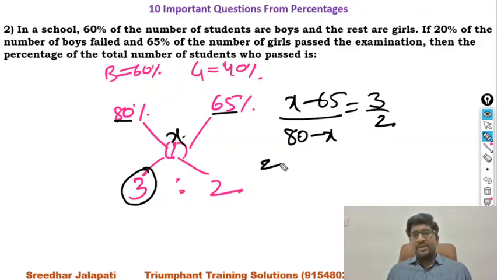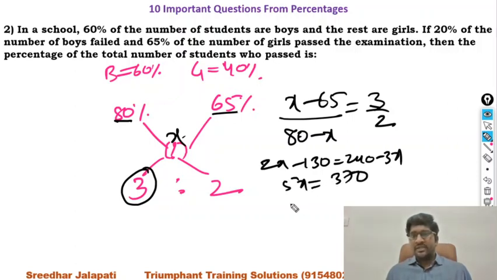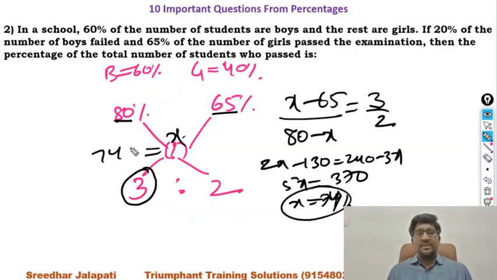Now cross multiplication, 2x minus 130 is equal to 240 minus 3x. So 5x is equal to 370, then x is equal to 74. So therefore the total pass percentage is 74%. The same answer you got earlier by the regular method as well. Hope you followed.